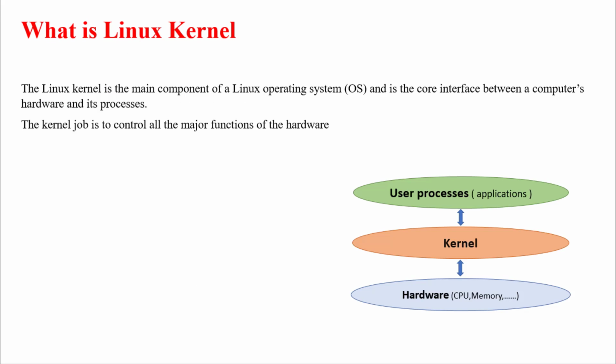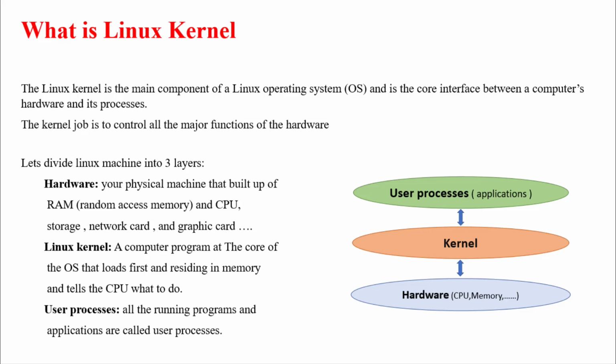If you take a look at this diagram, I broke down a Linux machine into three layers to show you what the kernel actually does. First layer is hardware, which is what your physical machine has built in, like CPU, RAM, graphics, and other components. And the top layer is user processes. User processes means all the running applications and programs. So what the kernel actually does is work as an interface between these two. For example, it manages when and for how long a process can access the CPU.